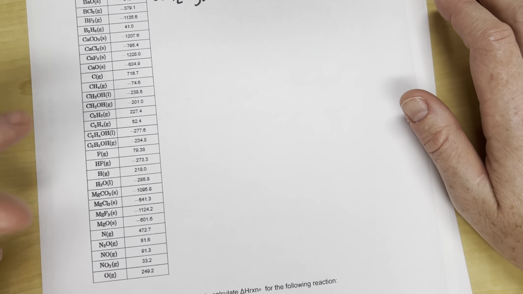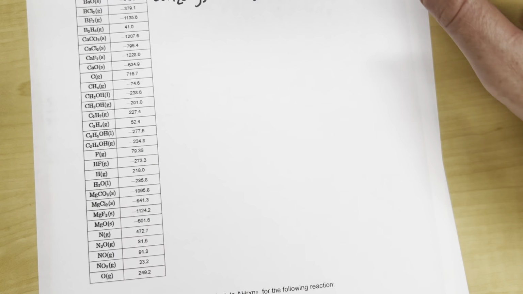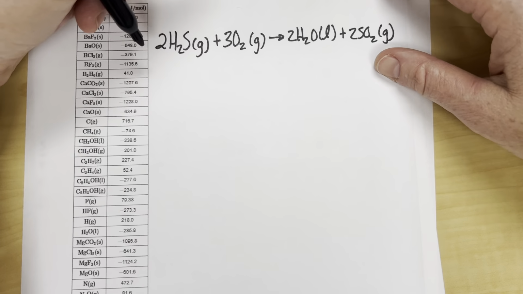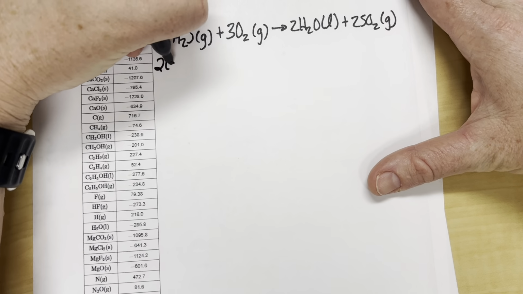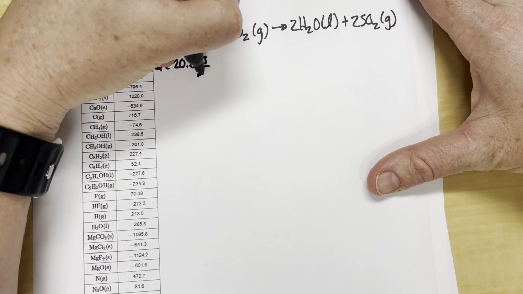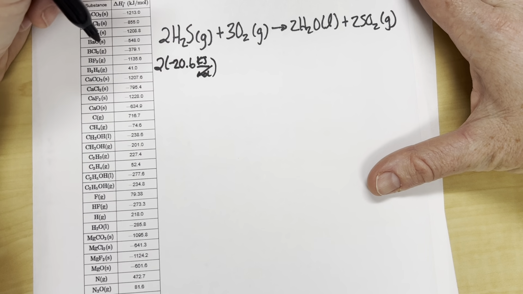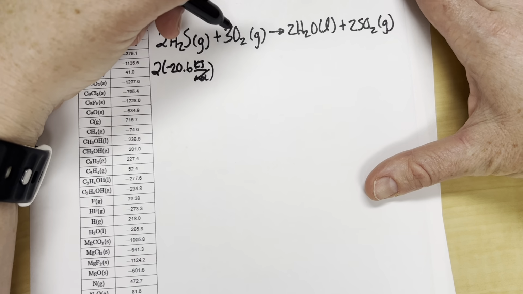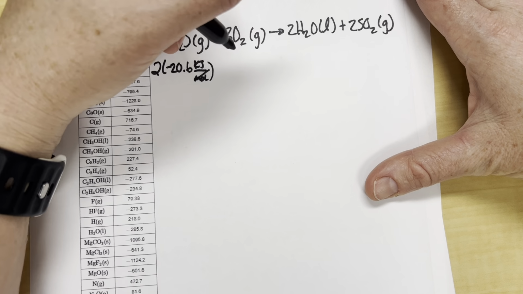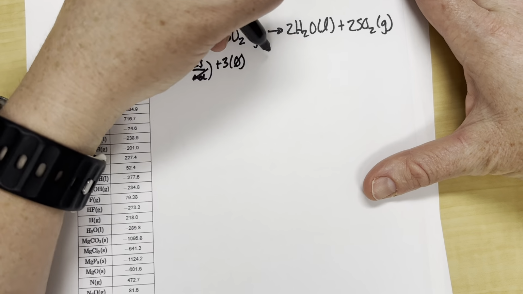So again, the enthalpy of formations were from that other one. If you remember, this one was negative 20.6, so we have 2 of them. So we do 2 times negative 20.6, and that's kilojoules per mole. Remember, the units of this 2 would be moles, so the moles would cancel, and you'd be left with just kilojoules. Anything in its standard state, O2 is in its standard state, it's a diatomic, would be 0, so plus 3 times 0.